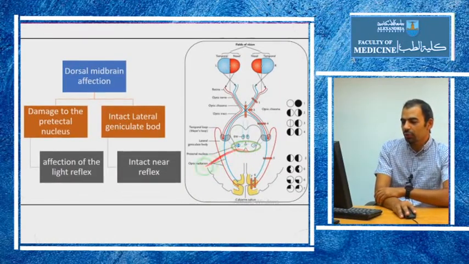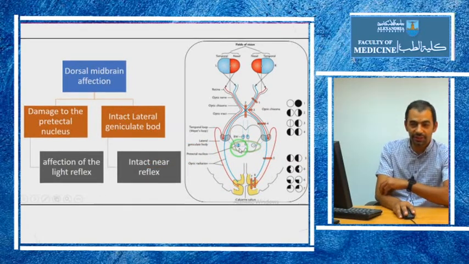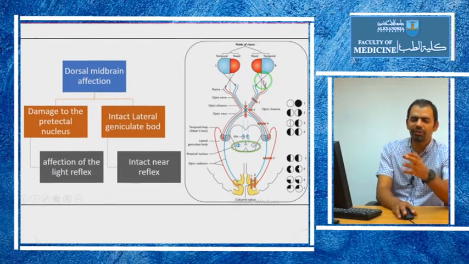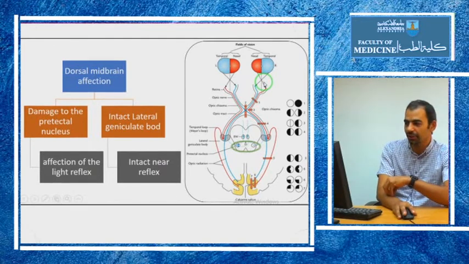Usually, the dorsal midbrain is a common site of lesion which can cause light-near dissociation, and this happens because, as we mentioned before, both the visual fibers and the light reflex fibers go together from the retina to the optic nerve, the optic chiasm, and the optic tract. Then the separation occurs here.